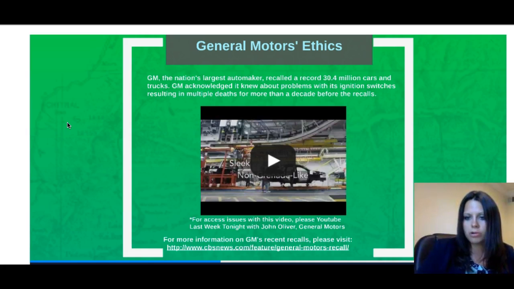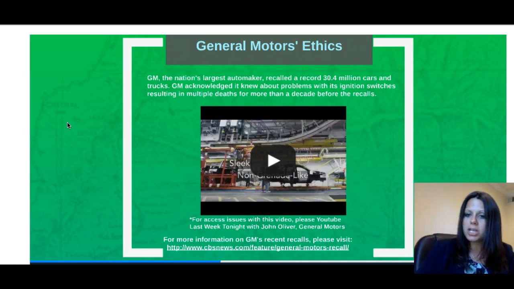Here we see General Motors, which is one of the world's largest automakers, recall 30.4 million cars and trucks. They acknowledged they knew about this problem with the ignition switches, resulting in multiple deaths, for more than a decade before they actually made these recalls.